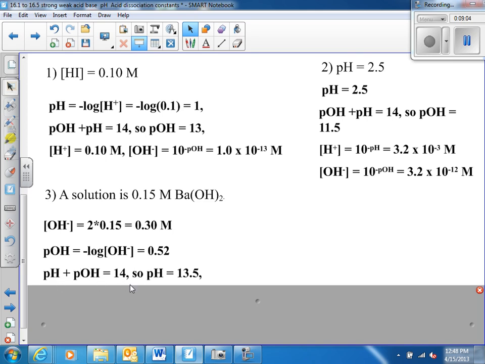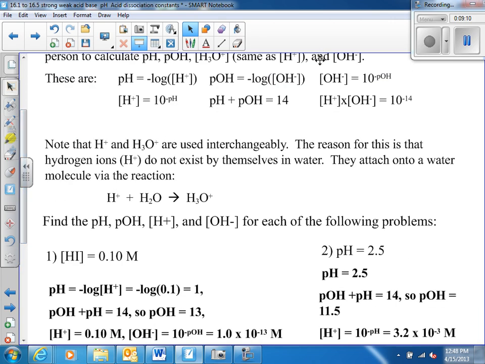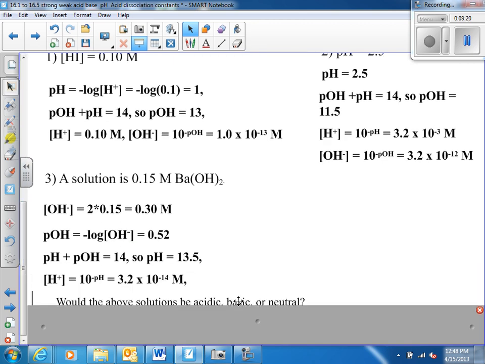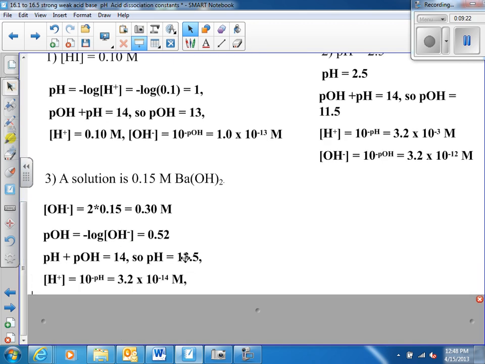And then H plus, we know H plus is 10 to the negative pH. That's this equation. Where is that equation? H plus, 10 to the negative pH. So I just do 10 to the negative 13.5, plug that 13.5 in here, and I get this answer.